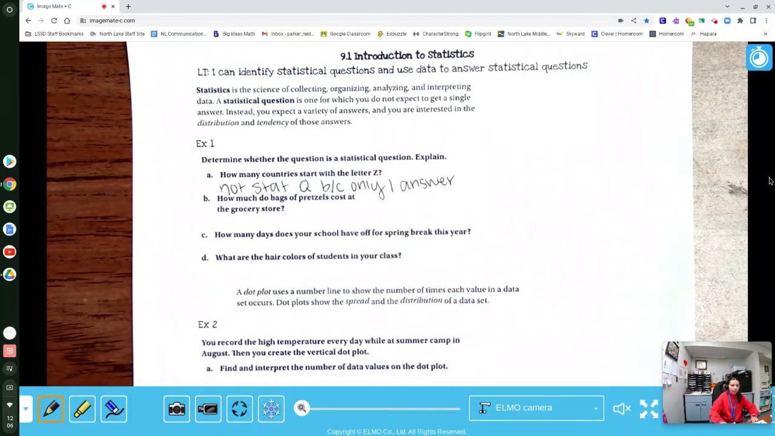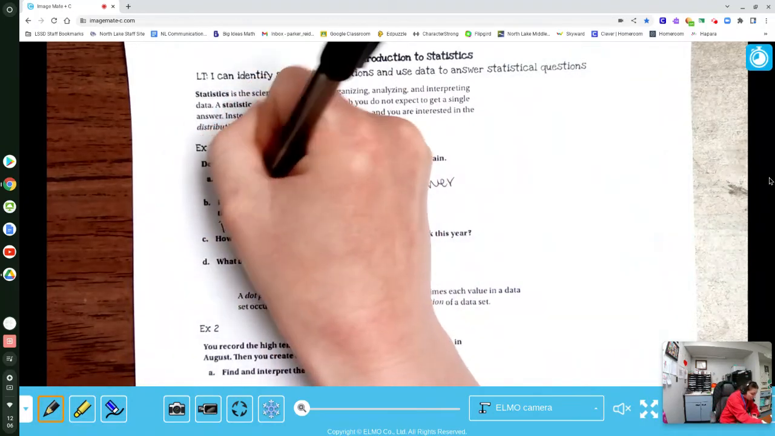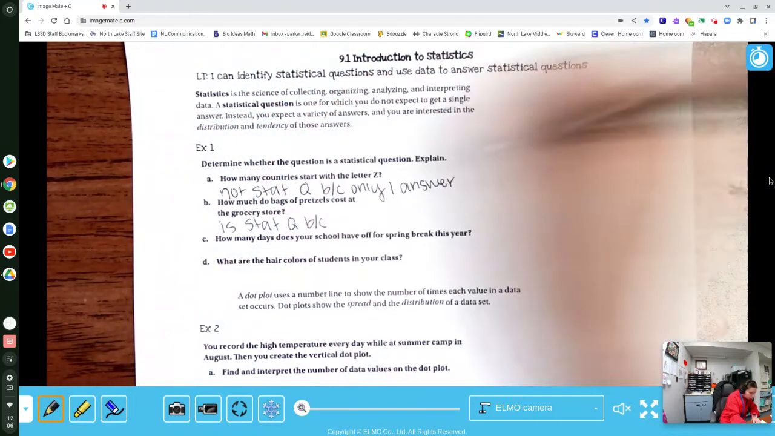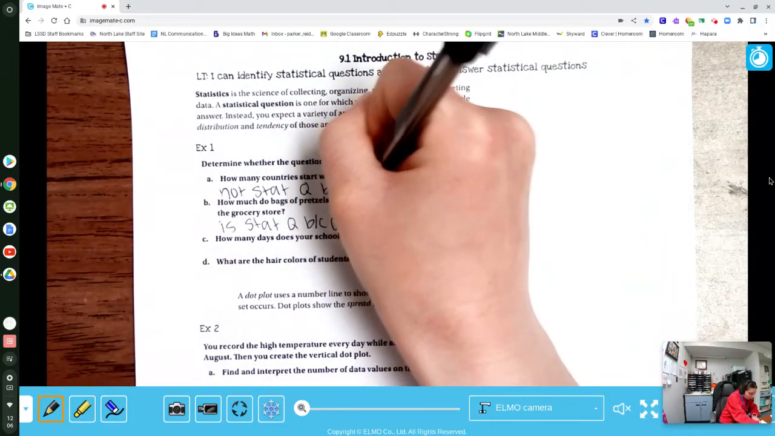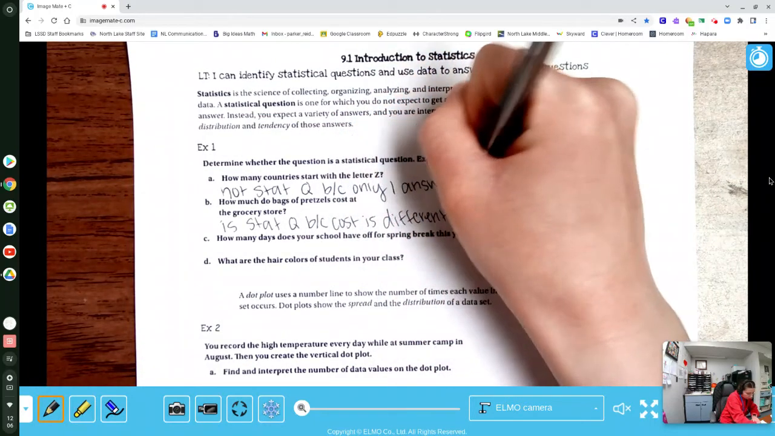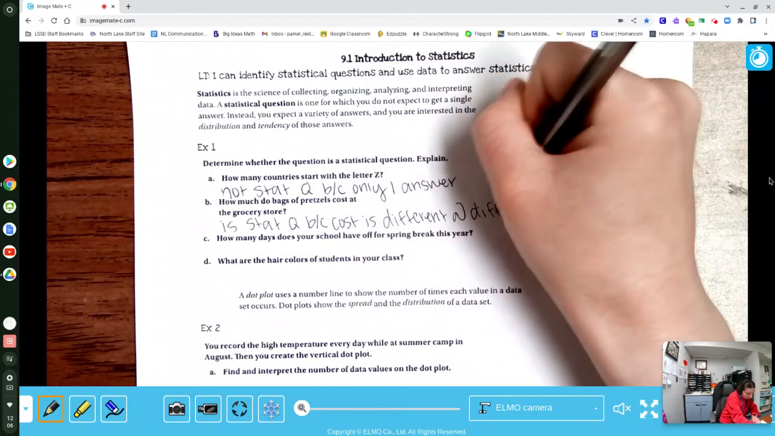All right, part B, how much do bags of pretzels cost at the grocery store? Well, I imagine that if you went to different grocery stores in different cities, states, countries, you would probably have different costs for those pretzels. There's not just one cost. And so this is a statistical question because the cost is different at different stores.